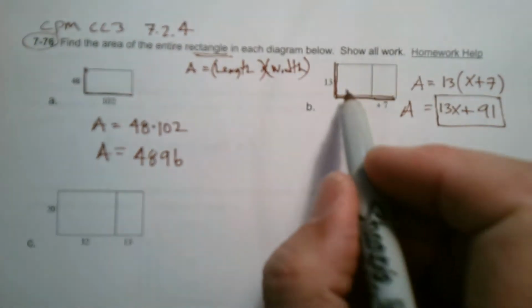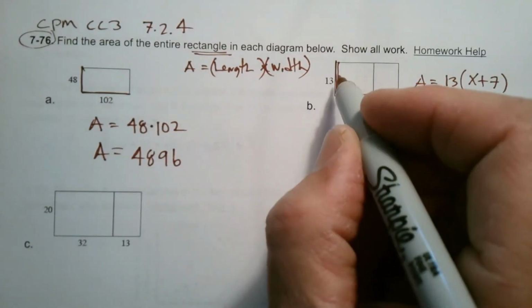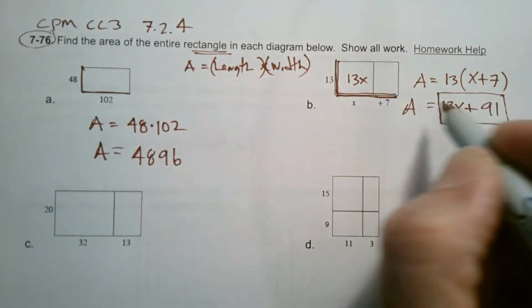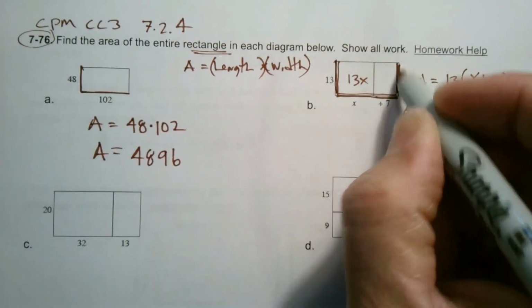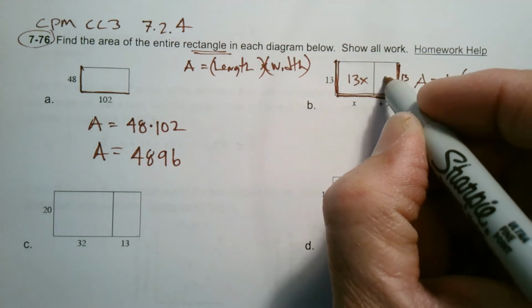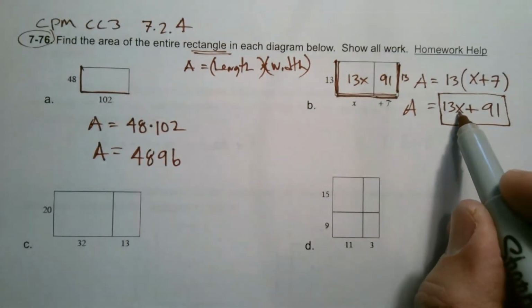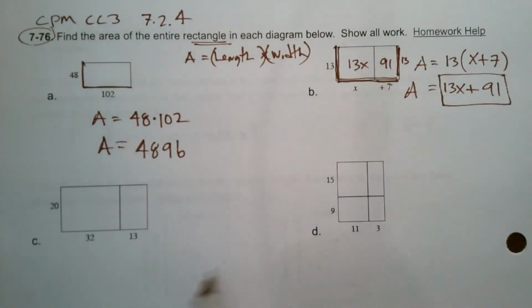Now I want to point something out. If I had taken the individual areas, the area of this first rectangle would be 13 times x, so we would call that 13x. And for this rectangle, if that length is 13, then so is that length. So this would be 7 times 13, which is 91. Sure enough, I would then add those two, 13x plus 91. So either way you look at it, we get the final answer.